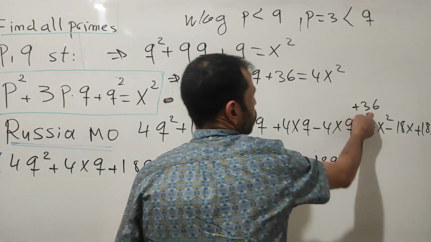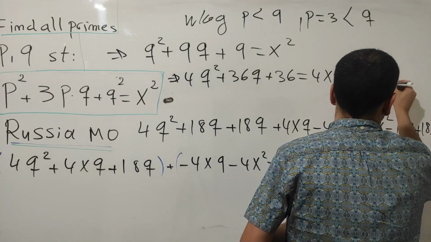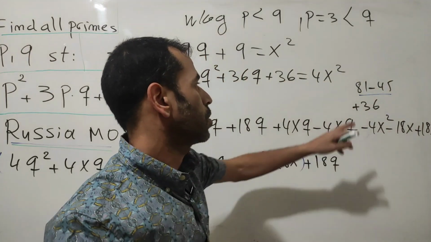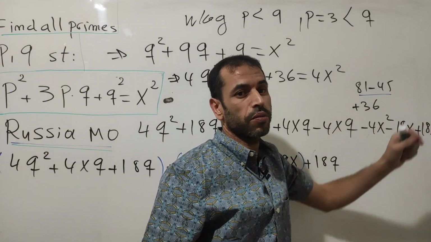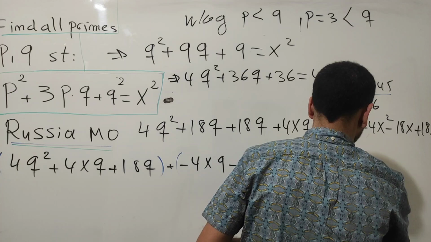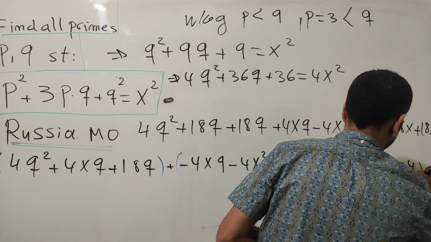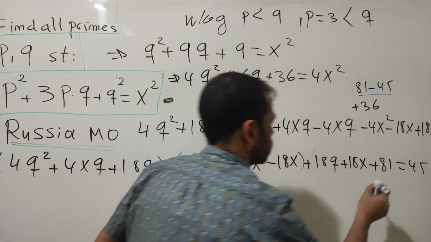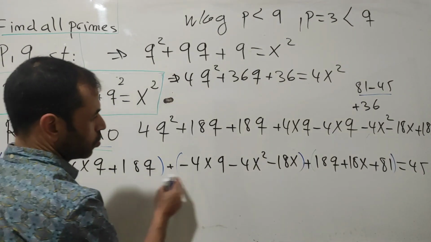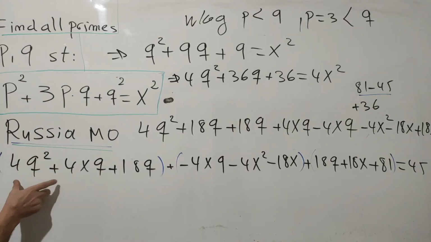Then if you take a look at this 36, this 36 is the same as 81 minus 45. Okay, I'm going to leave the 81 and move this minus 45 to the right side. It becomes 45. Okay, we don't use the 18x yet, plus 18x plus 81, which equals 45. Now we are done with these: we have collected each chunk with 3 terms, 3 terms, 3 terms, 3 terms, equals 45. I'm going to take 2q as a common factor for this one.